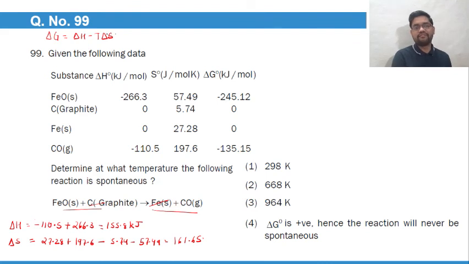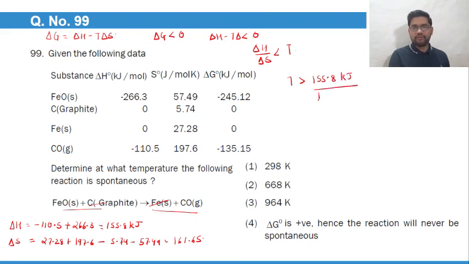If delta G comes out to be negative, delta G should be less than 0. That means delta H minus T delta S should be less than 0. So it simply means delta H by delta S should be less than this particular temperature. So temperature should be greater than 155.8 kilojoule divided by 161.65 joules. If you solve this, you will get the answer as 964 Kelvin. You just have to solve this equation.